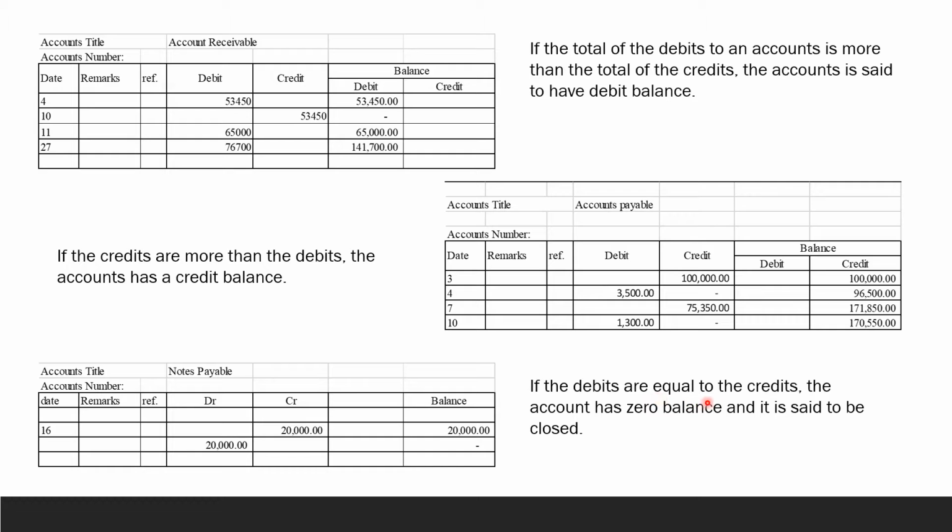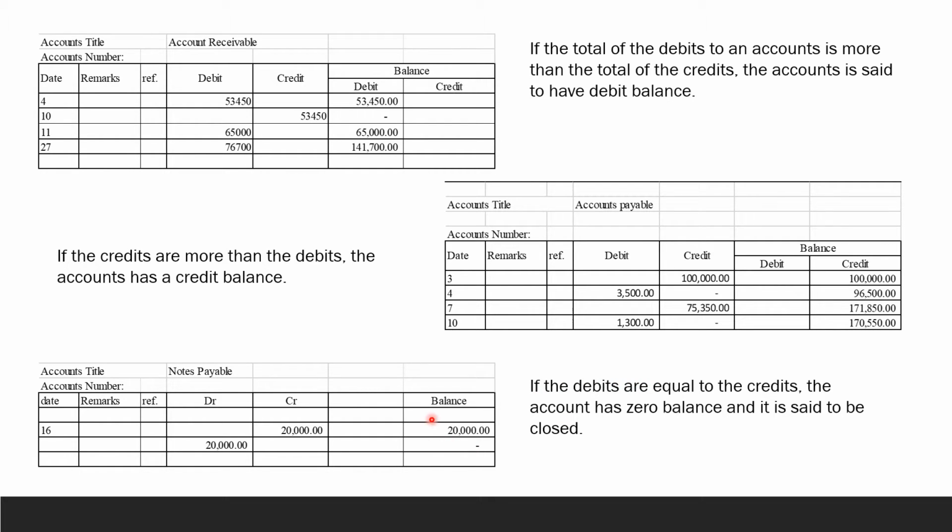But in the third ledger of what we call notes payable, it shows that if the debits are equal to the credits, so ibig sabihin nagpantay sila, the account has zero balance. It is said to be closed, or what we call closed account. Ibig sabihin nagpantay yung total ng credit sa total ng debit. So pag siya ay close at zero, hindi na natin kailangan i-transfer yung kanyang balance doon sa tinatawag natin trial balance.